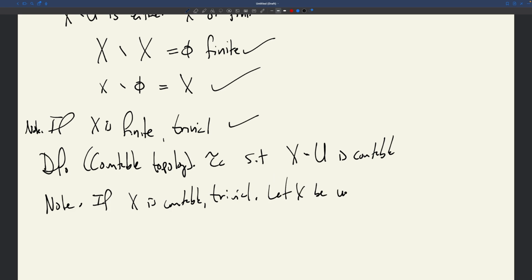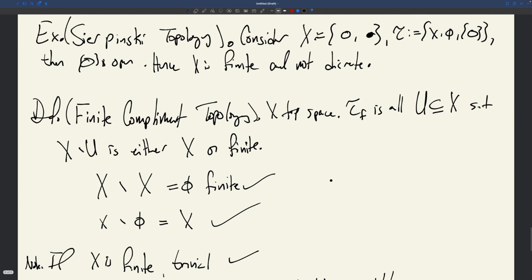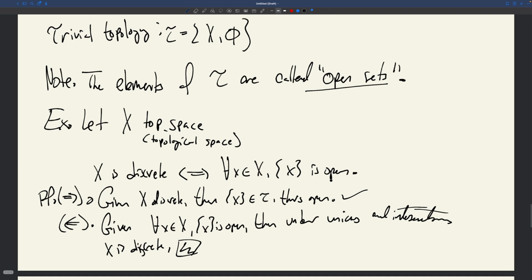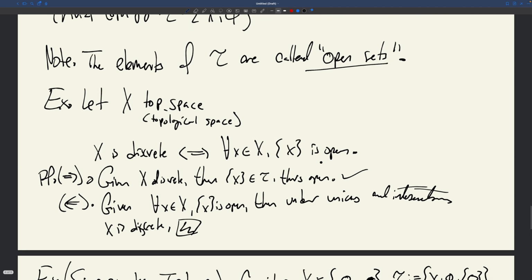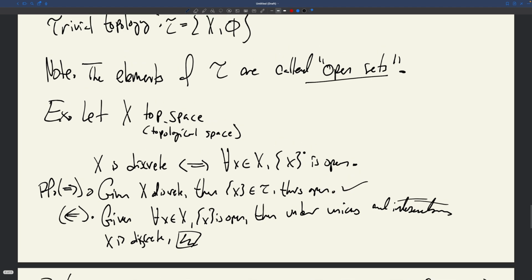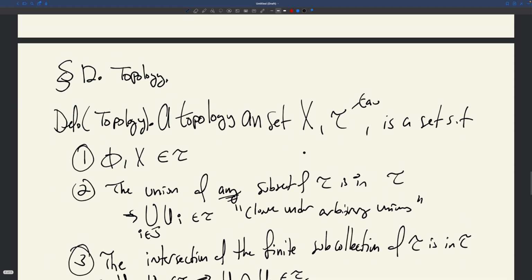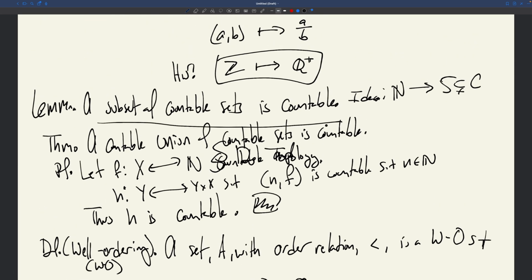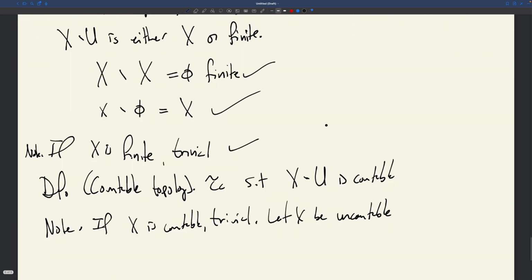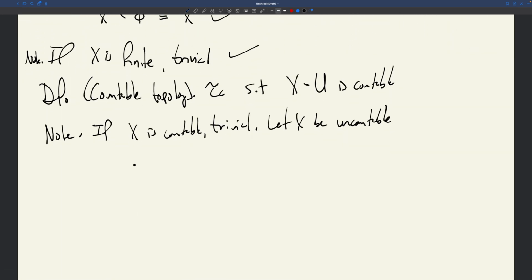Let X be uncountable. Why is this true? First and foremost, any subset of a countable set is countable in itself, which means U is always going to be included. Where is that lemma? Here we go: any subset of a countable set is countable. We didn't prove it, but we stated it earlier, which is perfect for us. And we're done with that. Cool.